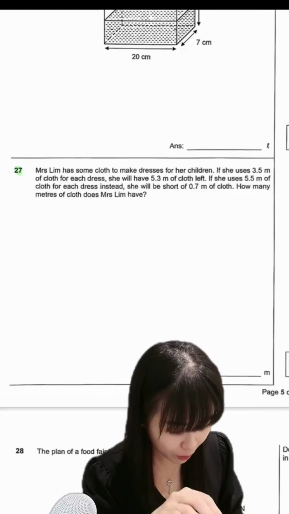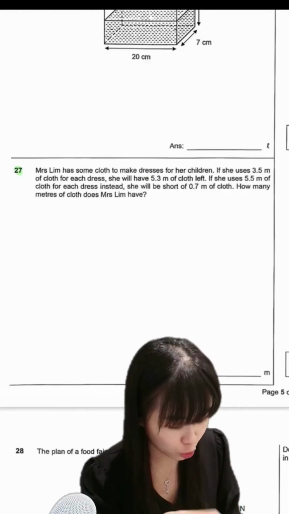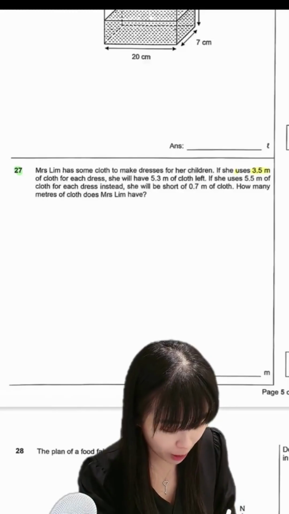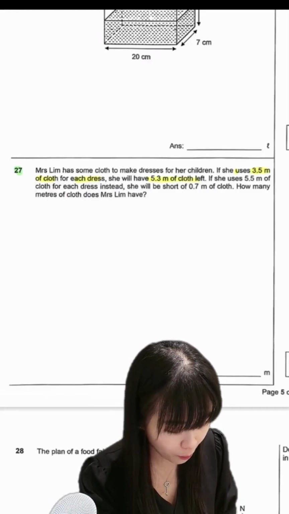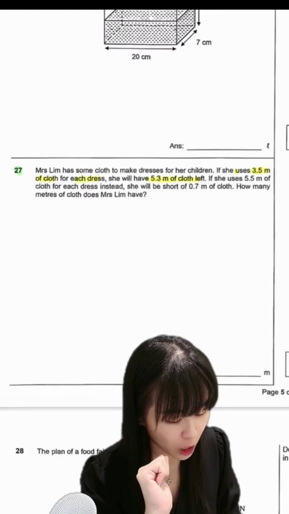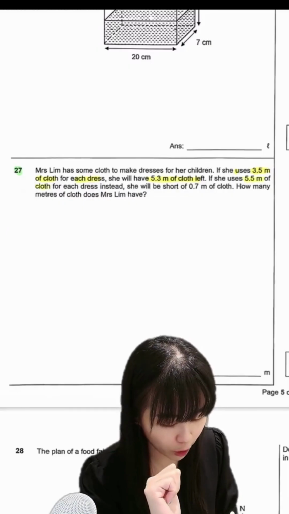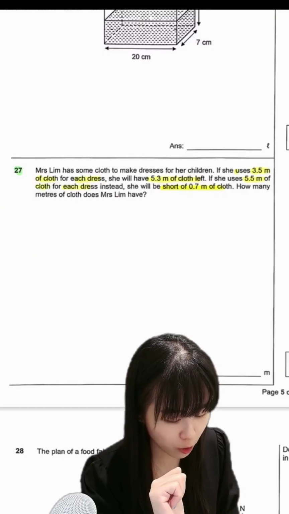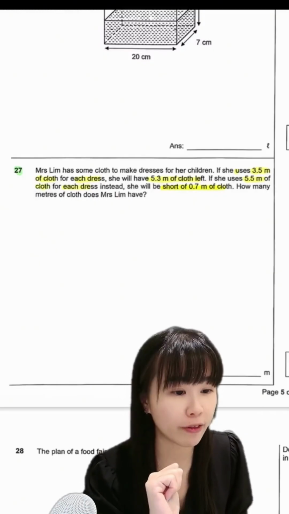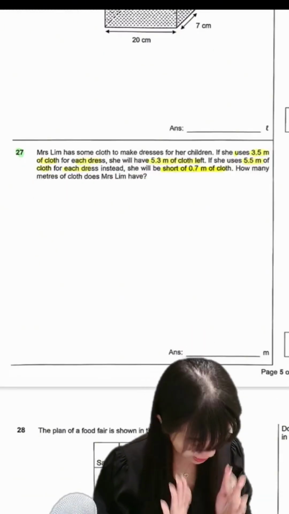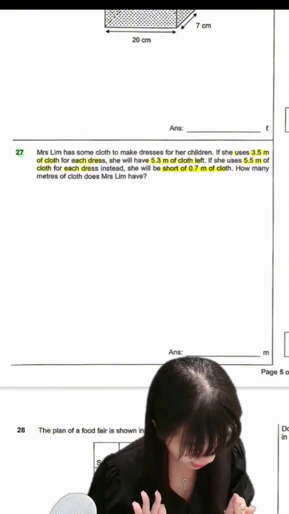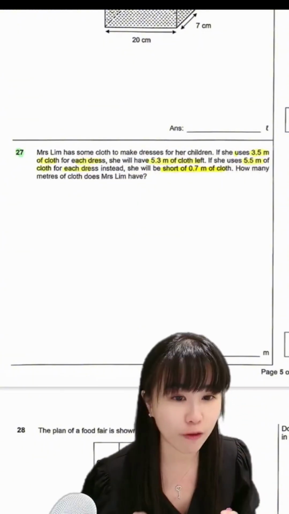Mrs. Lim has some cloth to make dresses for her children. If she uses 3.5 meter of cloth for each dress, she will have 5.3 meter of cloth left. If she uses 5.5 meter of cloth for each dress, she will be short of 0.7 meter of cloth. For this question, what stays the same between the two scenarios is the amount of cloth she has.